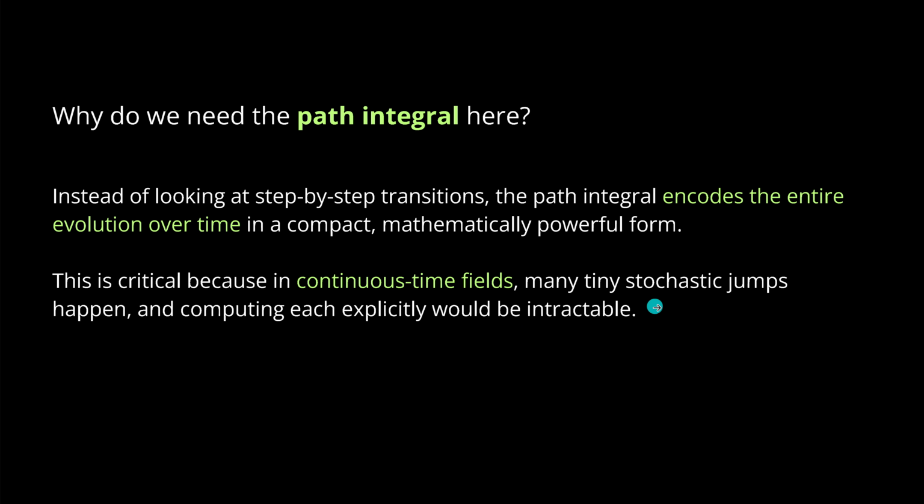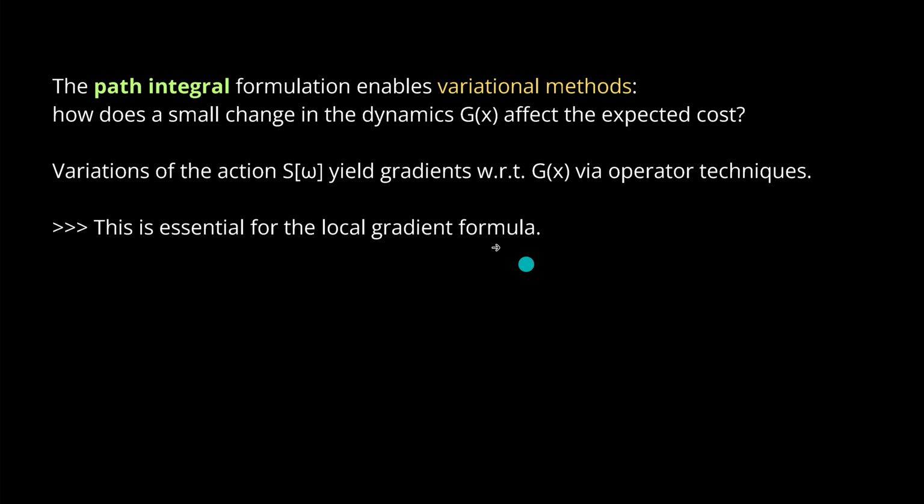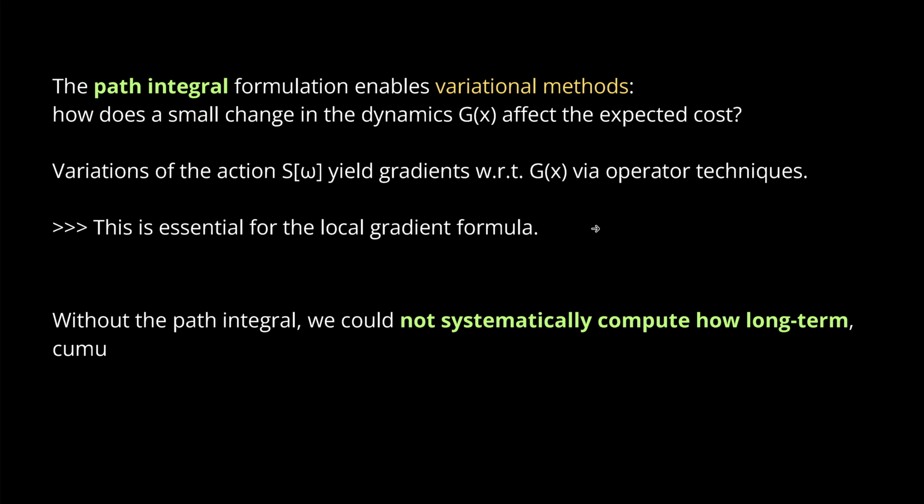because this is exactly why we need this coherence. The path integral formulation enables our variational approach, our variational methodology. How does a small change in the dynamics of the operator g of x affect the expected cost or the expected reward? And the variation of the action yields gradients with respect to the operator g of x via our operator techniques. And this is essential for the local gradient formula that we're going to apply for the optimization of the complete system.